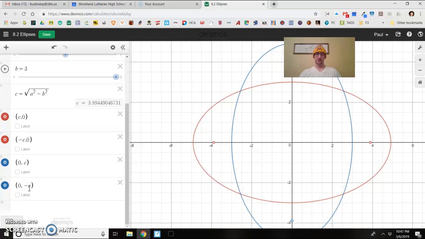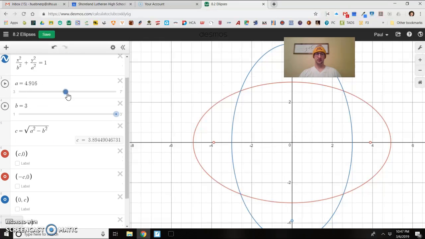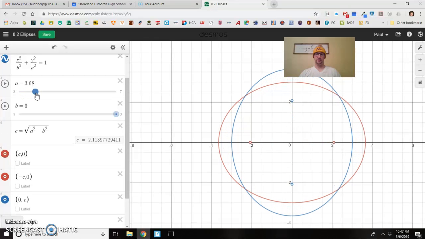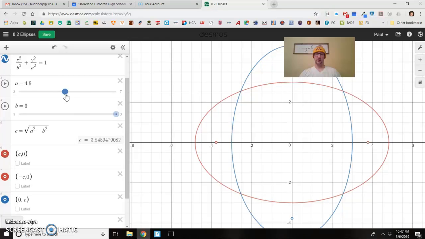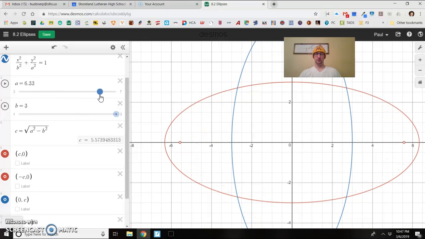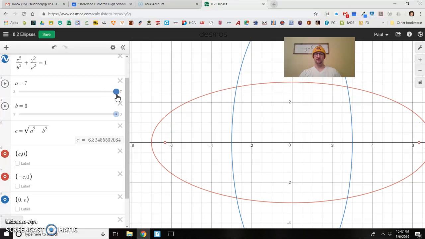Or in blue, (0, C) and (0, negative C) for the up and down ellipse. In any case, as I stretch my ellipse, so right now it's basically a circle, my foci, the dots, are spreading themselves out. And as they spread themselves out, they're getting closer and closer to those vertices.